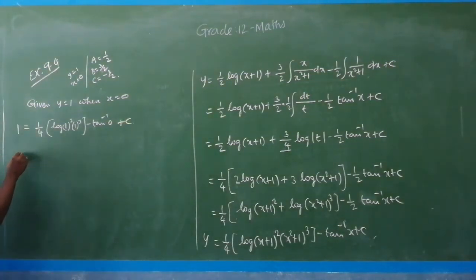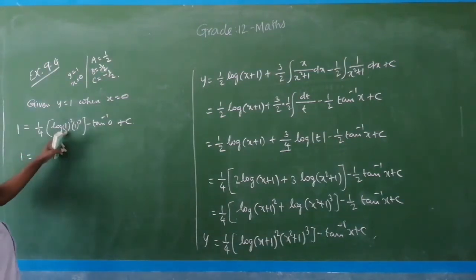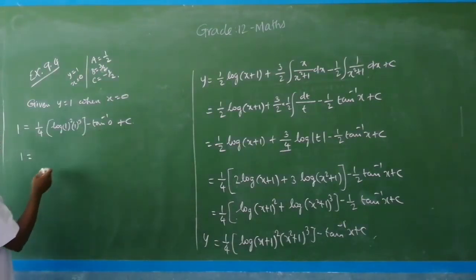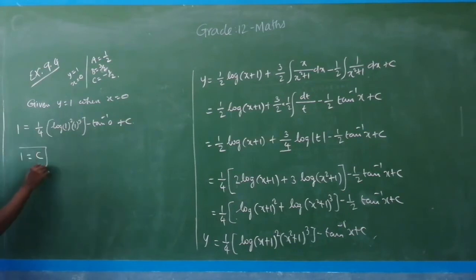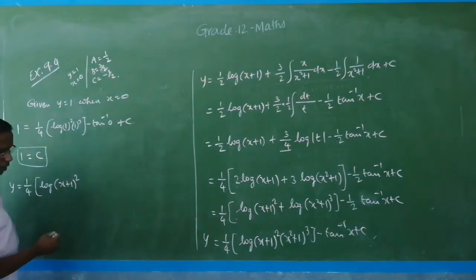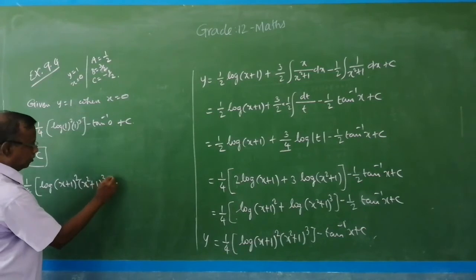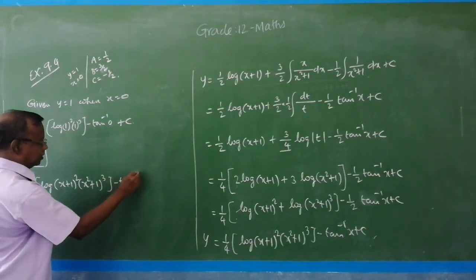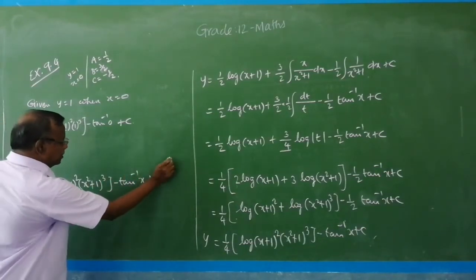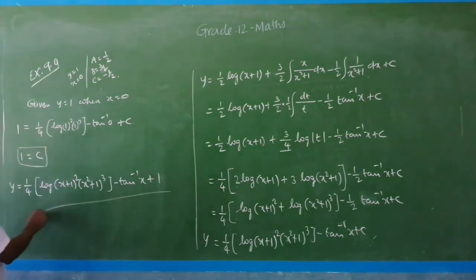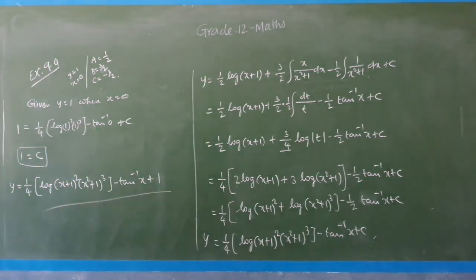So, this is equal to 1 equal to log 1 means 0. So, this is 0, this is 0. So, c equal to 1. Resubstituting in the general solution, we have y equal to 1 by 4 into log of x plus 1 the whole square and x square plus 1 the whole cube minus tan inverse of x plus the value of c is 1. This is a required particular solution for this differential equation.